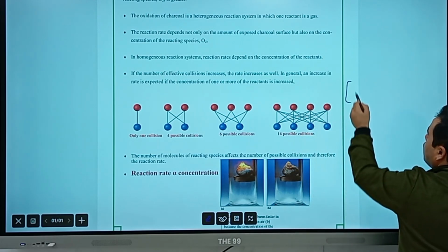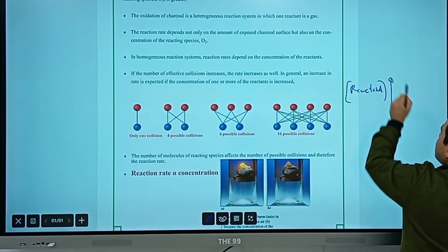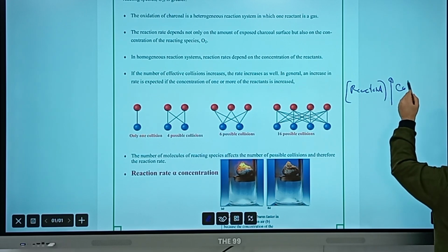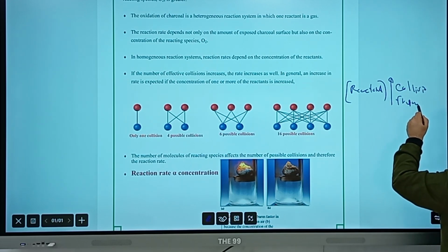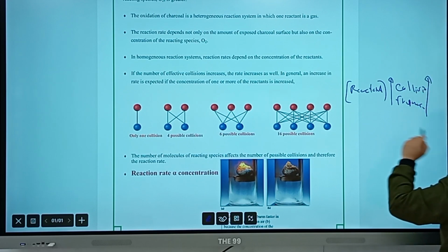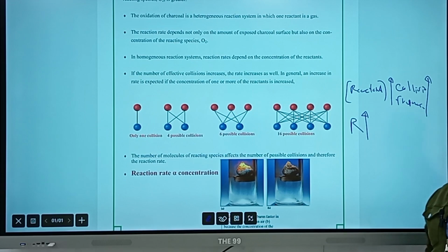As the concentration of reactant increases, that increases what? The collision frequency, and then the increase in collision frequency increases the rate of the reaction.